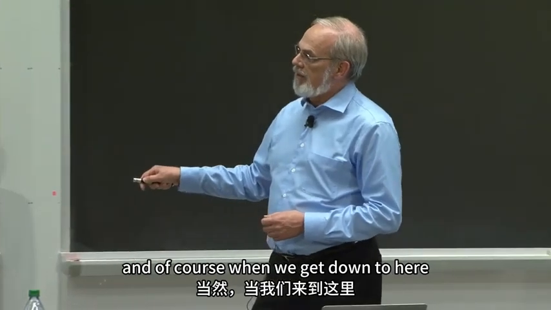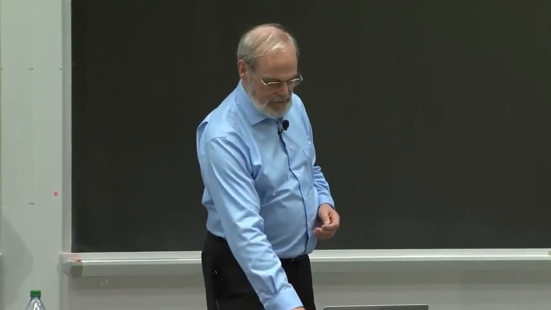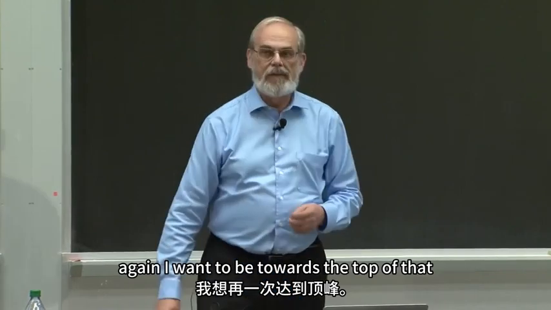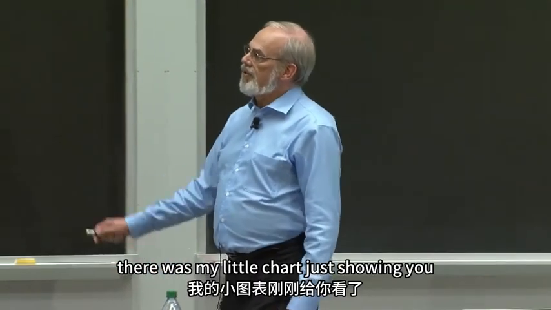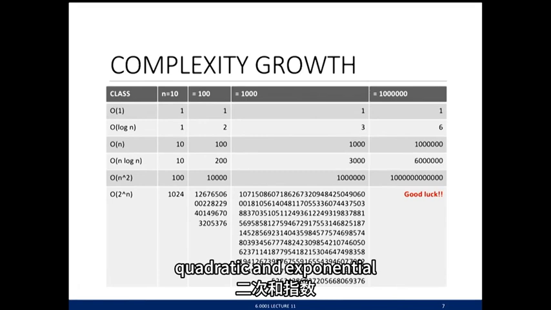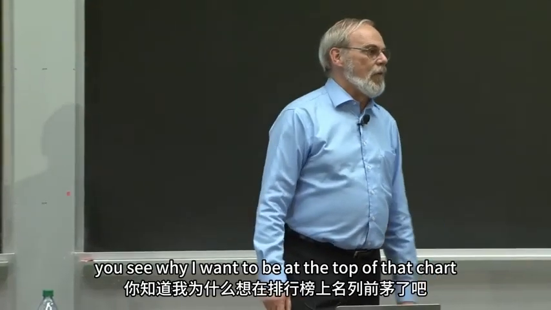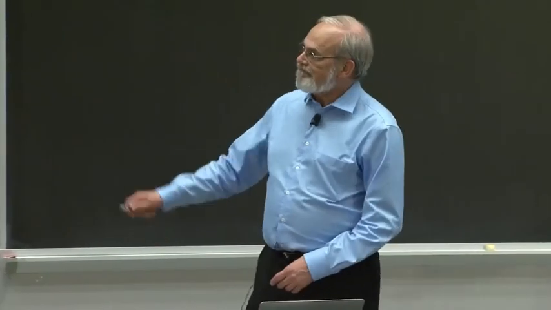And of course, when we get down to here, things like exponential, it grows really fast. And just as a last recap, again, I want to be towards the top of that. There was my little chart just showing you things that grow constant, log, linear, quadratic, and exponential. If I go from n of 10 to 100 to 1,000 to 1,000,000, you see why I want to be at the top of that chart.